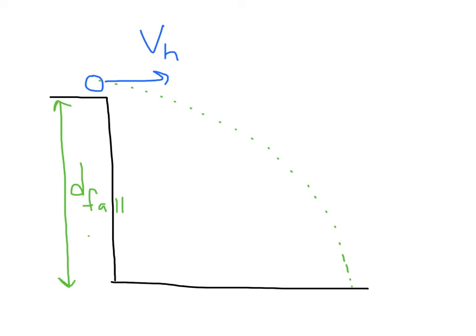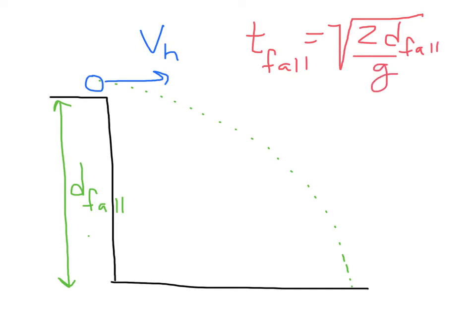Our equation that ties a lot of this together is our time to fall equation. This is from our free fall, and it's equal to the square root of 2 times the distance to fall, all divided by the acceleration due to gravity. So that'll tell you how long you've got to fall if you know this distance.